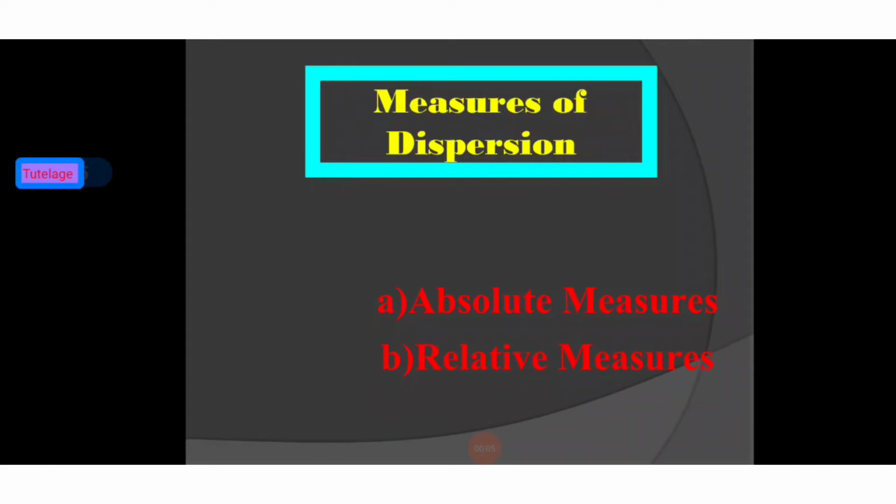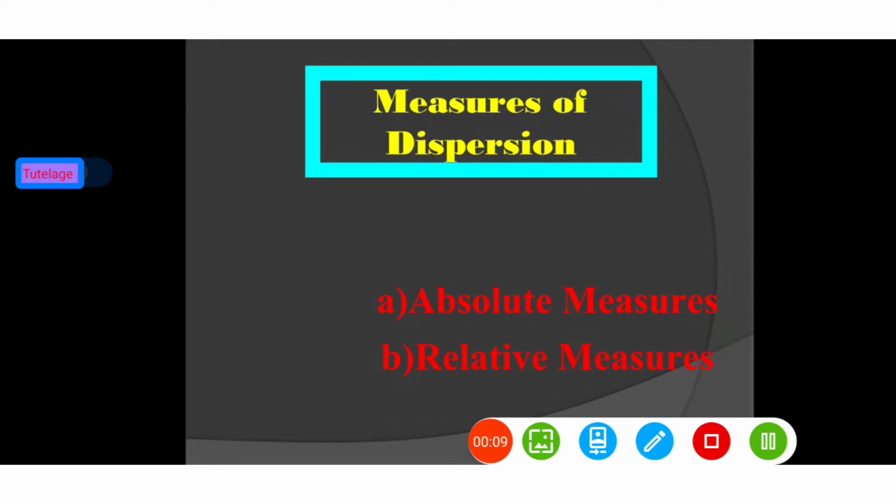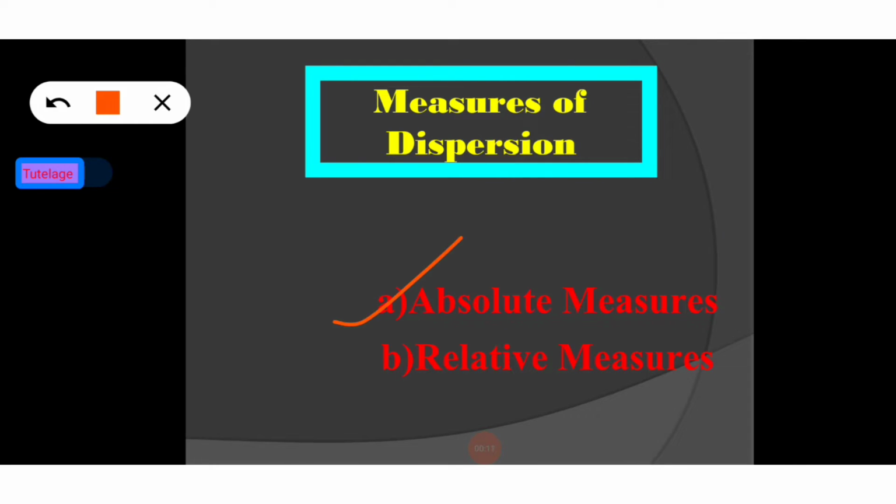We already know there are two different ways of measures of dispersion. First one is absolute measures of dispersion and second one is relative measures of dispersion. In my previous session we have already discussed different types of absolute measures. If you have missed it, please go and check my previous sessions, and if you are facing any problems regarding these, please let me know in my comment section.